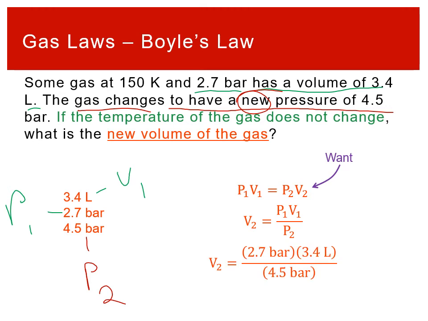So we can plug in all our numbers. We can see that bar and bar cancel out. We get a volume in liters. So the new volume here is 2 liters.